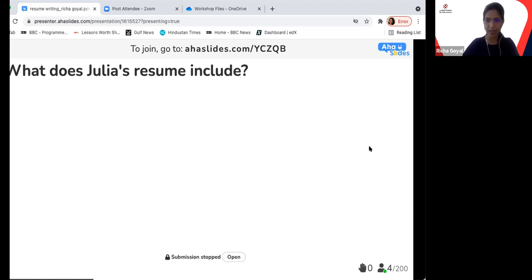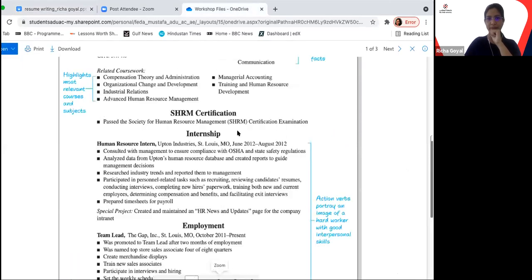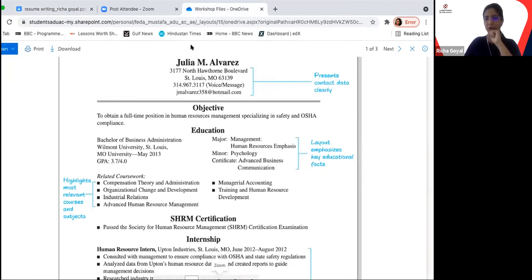Team leadership, okay. Internship history, what else? What else is there? How many sections are there on the resume? What is this called at the top, the thing that has the name and then the address? There are four sections, okay, four main sections.